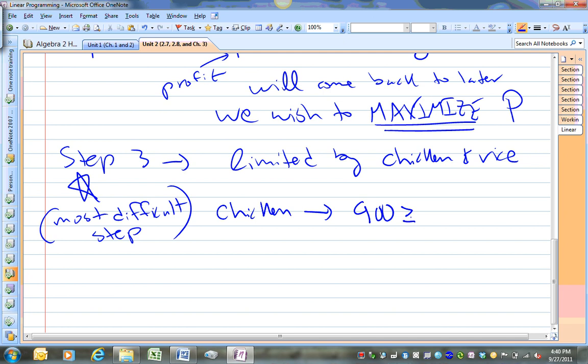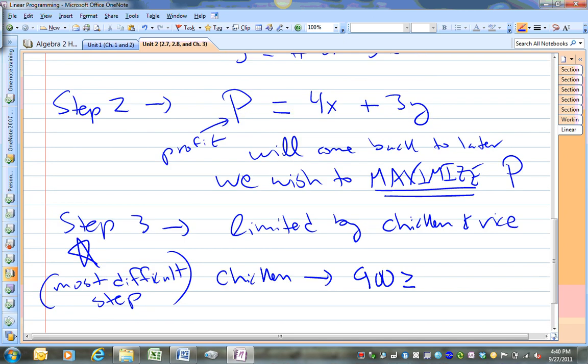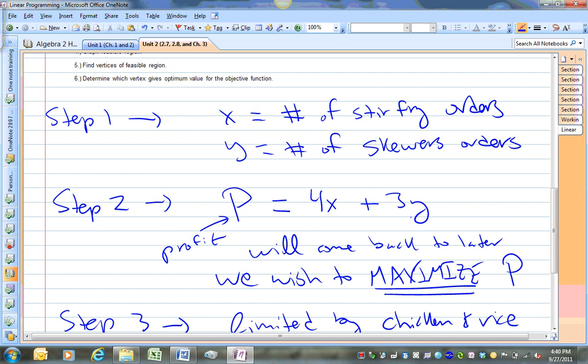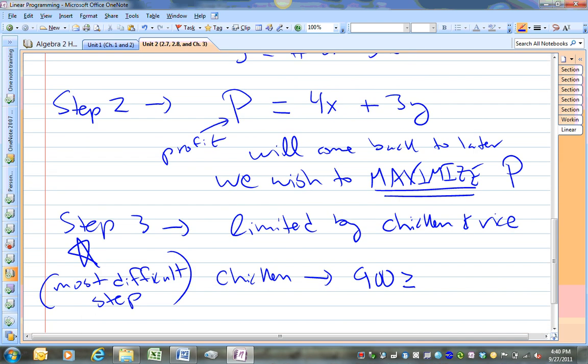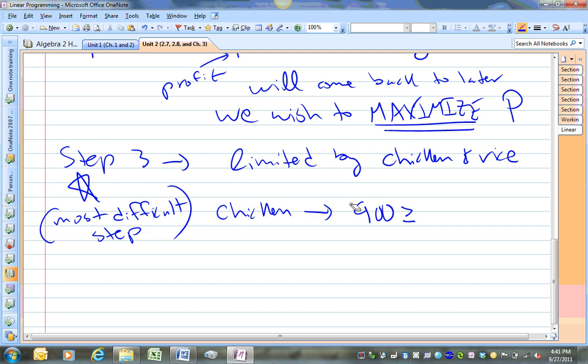So I'm going to write greater than or equal to. Because we're going to have to be less than 900. Or actually, let me rearrange that. That's a little confusing. Let me write it like this: 900, and we've got to be less than or equal to 900.